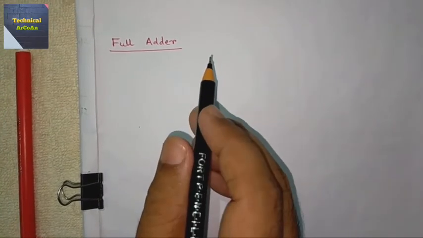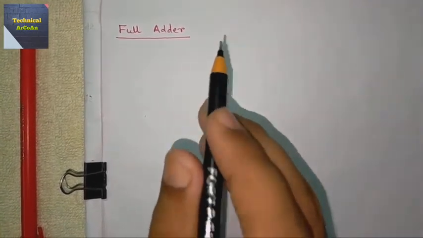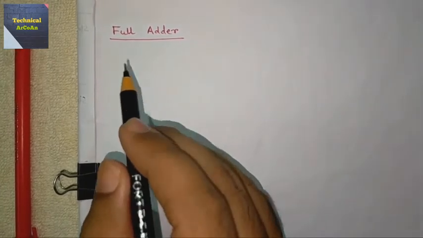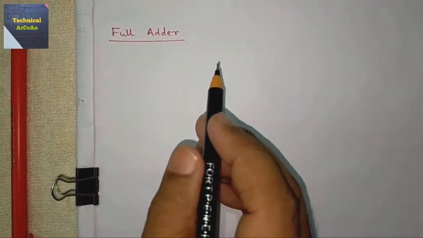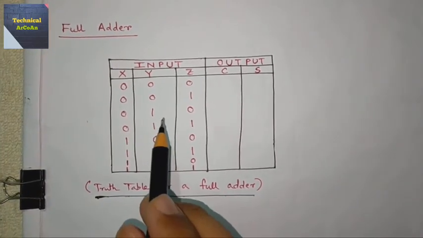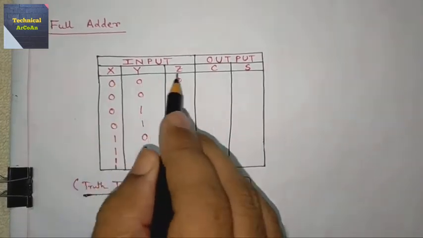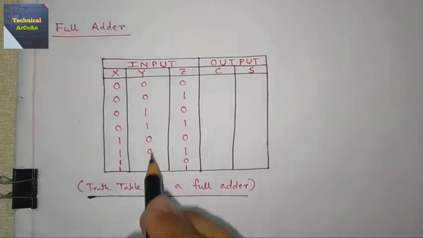Thus, it consists of three inputs, X, Y and Z, and two outputs, C for carry and S for sum. So the truth table for a full adder will be like that. Three inputs X, Y, Z, so there are 8 combinations.